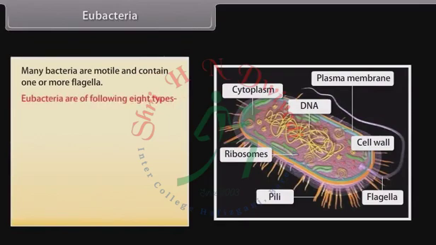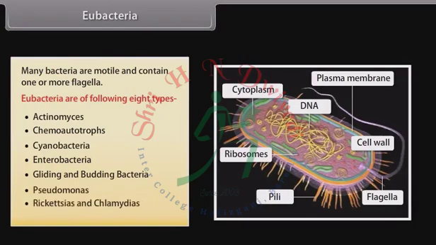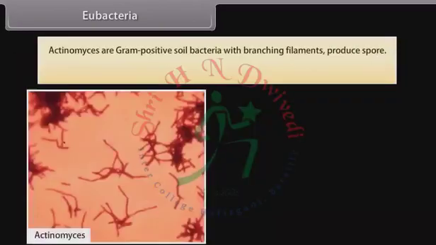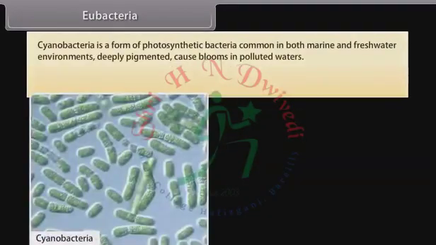Eubacteria are of the following 8 types: actinomyces, chemoautotrophs, cyanobacteria, enterobacteria, gliding and budding bacteria, Pseudomonas, Rickettsias and Chlamydias, spirochetes. Actinomyces are Gram-positive soil bacteria with branching filaments that produce spores. Chemoautotrophs are bacteria able to obtain their energy from inorganic chemicals. Cyanobacteria are a form of photosynthetic bacteria common in both marine and freshwater environments, deeply pigmented, and cause blooms in polluted waters.